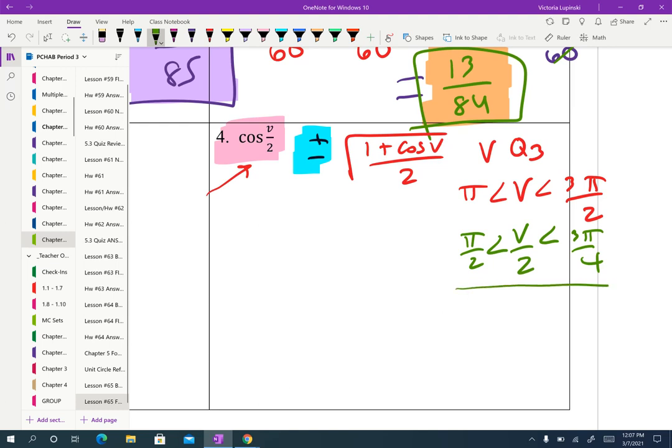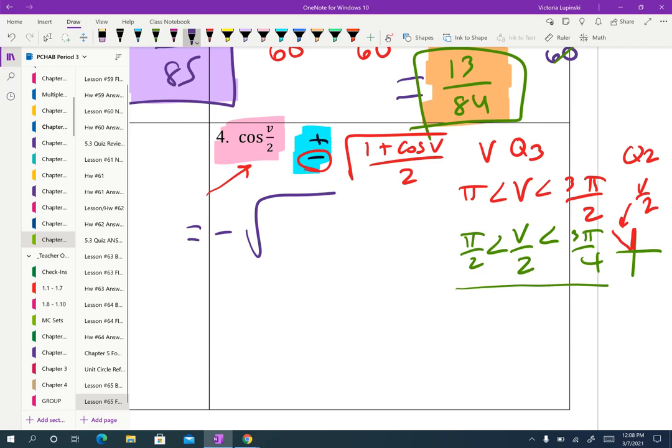So now that you have your v over 2 information, v over 2 is between pi over 2 and 3 pi over 4. Here is pi over 2, here is 3 pi over 4. If you know that v over 2 has to be between those two, then you know that v over 2 has to be in quadrant 2. Are cosines in quadrant 2 positive or negative? They are negative, which is why I'm going to select the negative version. So as I move to my next step, I'm going to select the negative, again, because v over 2 has to be in quadrant 2.